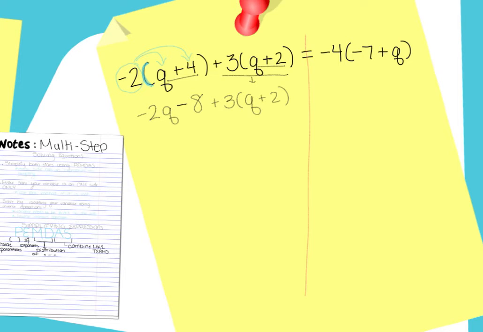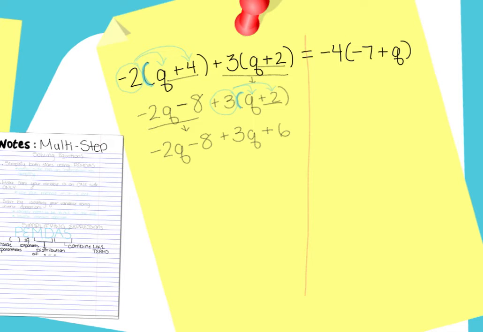So the next thing I want to take care of is any other distribution that I see. So again, I see parentheses here and a +3 right on the outside. So I'm going to distribute that. When I distribute that, I get a +3q. 3 times q is just 3q. And then a positive times a +2. That's going to be positive, and 3 times 2 is 6. Anything that I haven't done anything with, I just bring it down. So -2q minus 8, I'm just going to bring down.